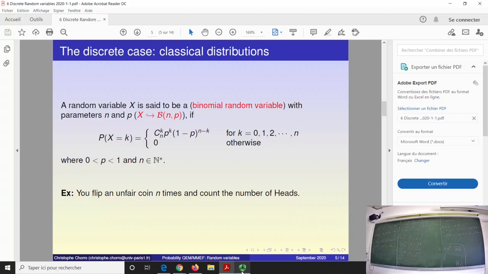So it's something that we will be able to use to say that I can see a binomial of parameter n and p. I can equivalently see it as the sum of n independent Bernoulli of parameter p. It's another way to have in mind this distribution.